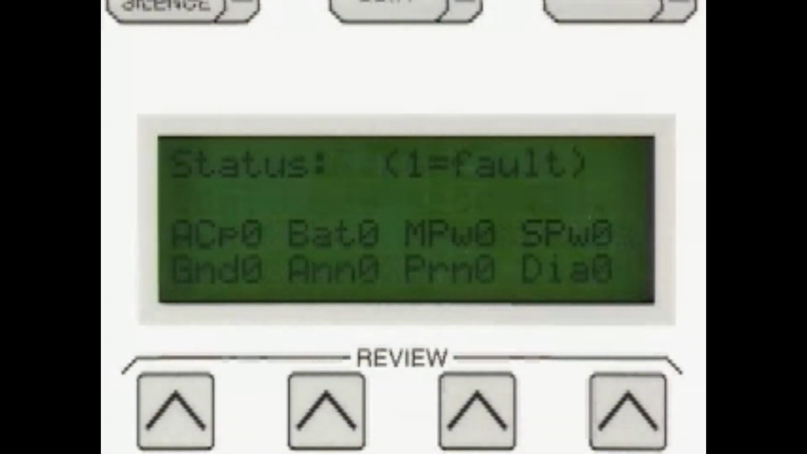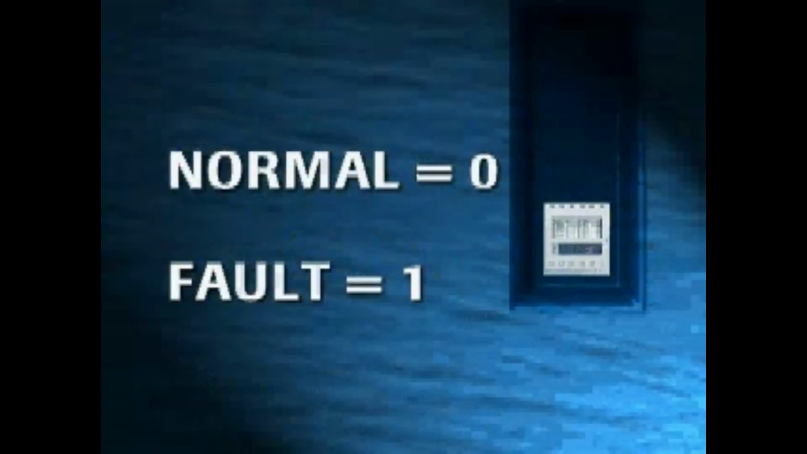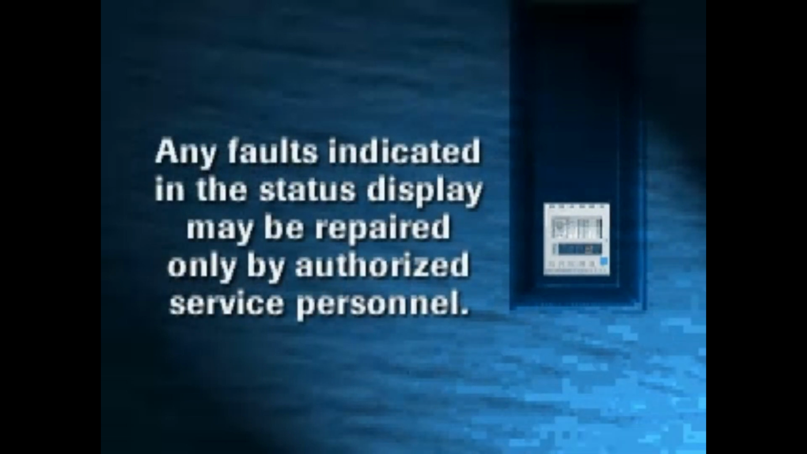When you scroll through the status screens, the first screen you'll see is the General Status screen. This shows the status of system power, the printer, ground faults, local annunciator, and the dialer. A normal parameter is indicated by a 0, and a fault is indicated by a 1. Any faults indicated in the status display may be repaired only by authorized service personnel.